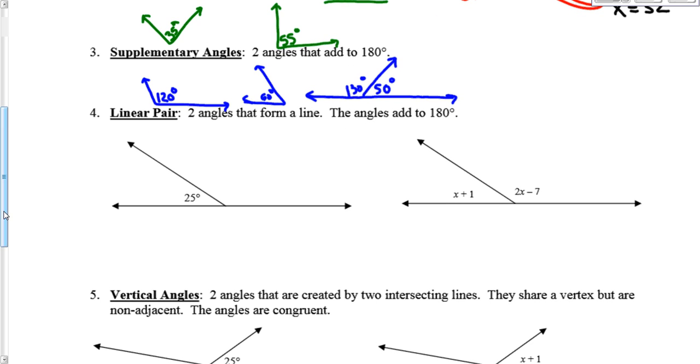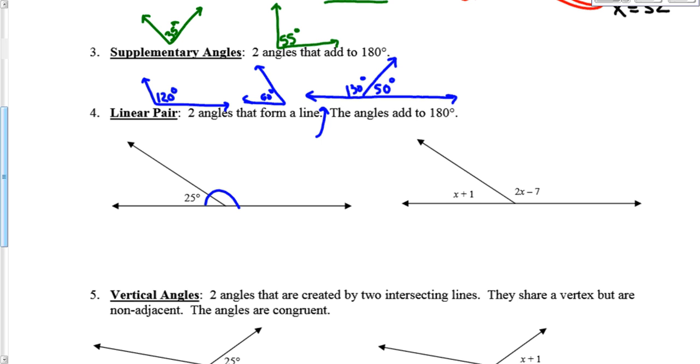So our next word is linear pair. A linear pair is a specific type of supplementary angle. It's like this one I drew right up here. A linear pair are two angles that form a line and they add to 180 degrees. A straight line has a measure of 180 degrees. It's like a half circle. A linear pair are supplementary angles that are connected.